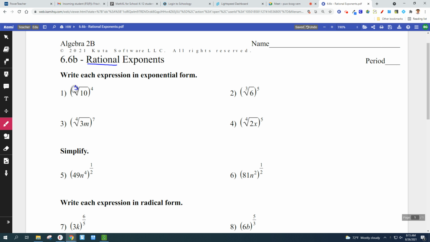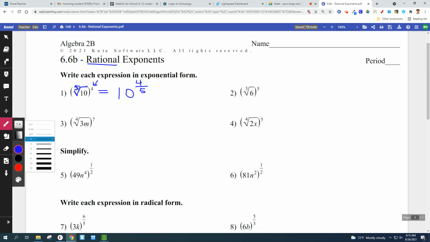So this 5 right here is the root index. That's going to be the denominator of your fractional exponent. 10 to the 4/5 power. That is it. So the number outside here is going to be the numerator, but that root index 5 is the denominator. Get that written down. Bump that up to 2.